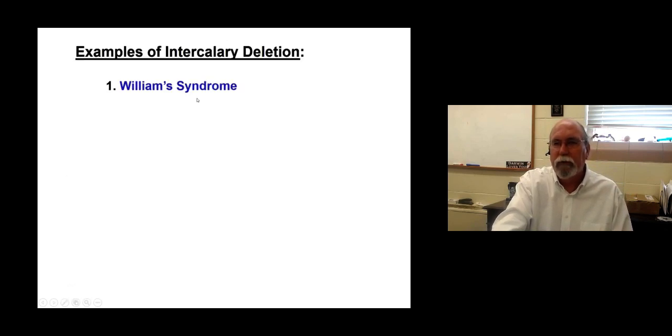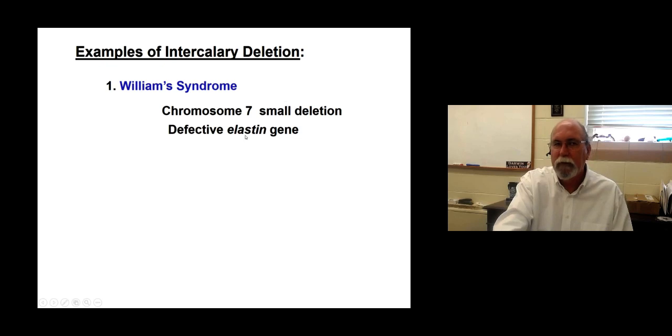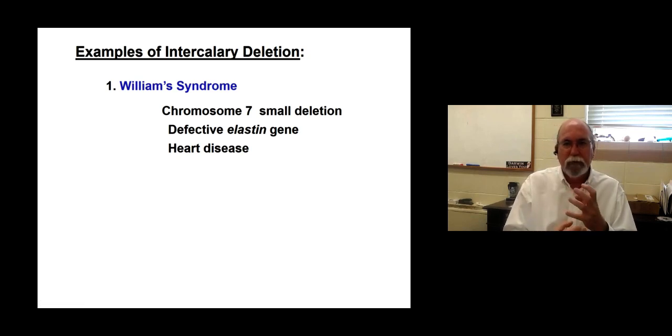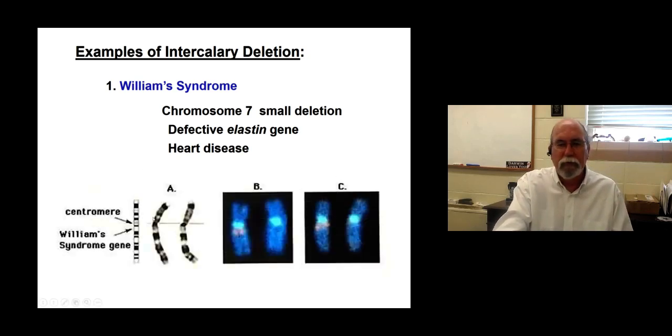One that's fairly common is known as Williams syndrome. Williams is a small deletion that occurs on chromosome number 7. It impacts an elastin gene that apparently is found here, and it results, therefore, because elastin is critical for things like compression, movement of muscles and things. And one of the big muscles that has to do that a lot is the heart. So these individuals end up having some heart disease.